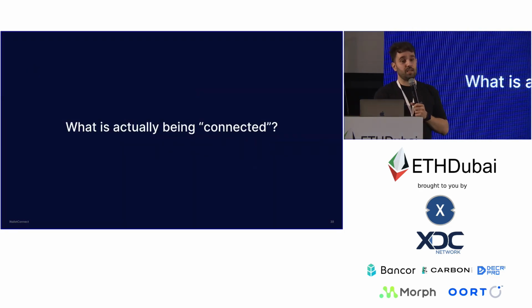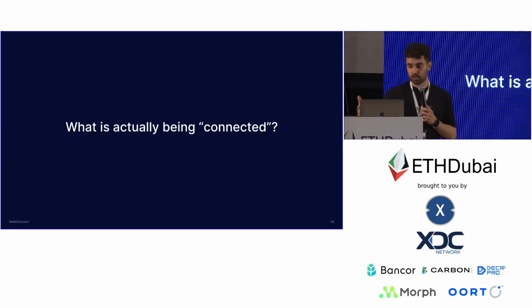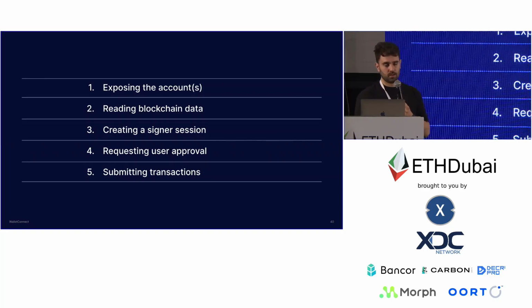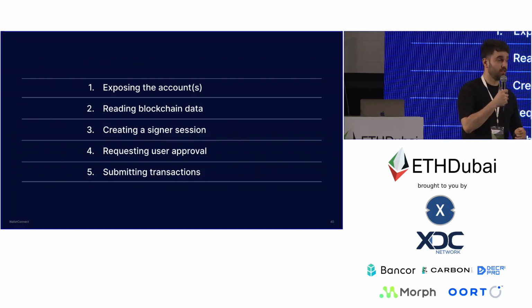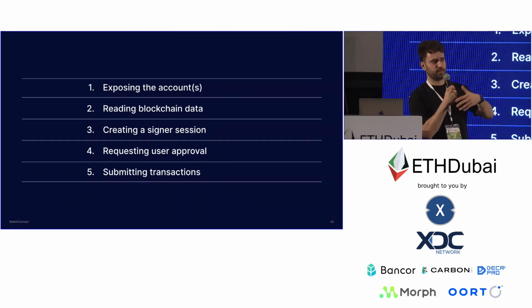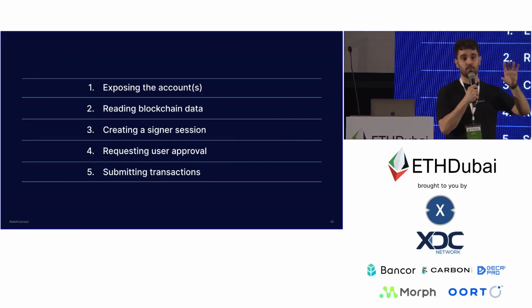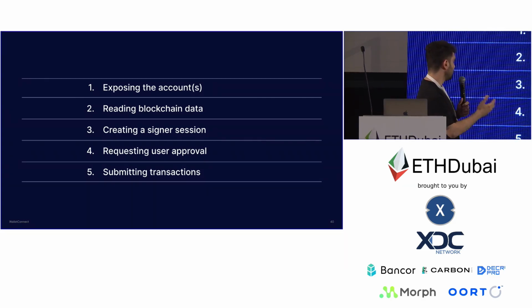So what does it actually mean to be connected? Because we talked about how we authenticate ourselves, we connect, we sign some messages, but what is actually involved in that process that makes the experience that Wallet Connect has built on top? The first thing that you do is expose the accounts. So that's the account address that you see. And then the application is able to read some blockchain data. So for example, in defining if it's a smart account or an external account, we can maybe look not only at the assets, but if there's some contract deployed at that address. And then we can create a signer session, which we saw with signing with Ethereum. And then in the future, we can request a user approval, for example, for signing transactions and submitting transactions.